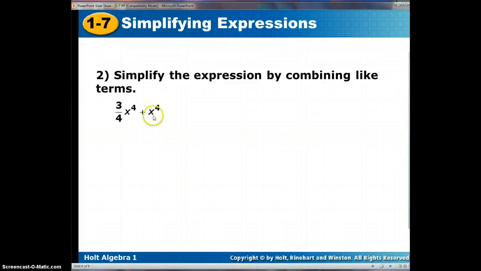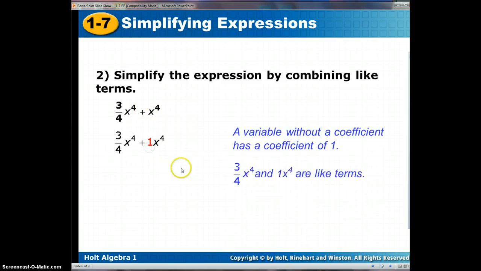They both have x to the 4th, so they are like terms. I can combine 3/4 and 1 by adding them together. So that's what they're going to show me here. And the x to the 4ths are what makes it be like terms. Then we combine the 3/4 and the 1.